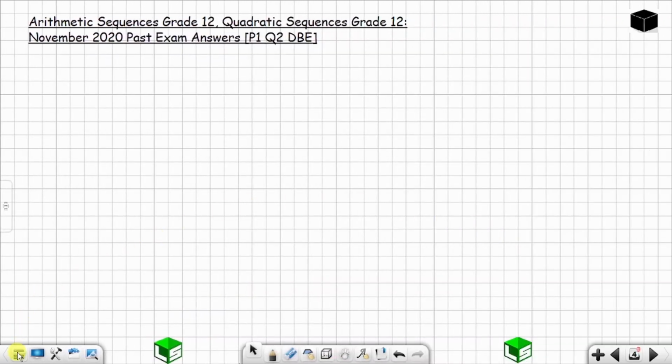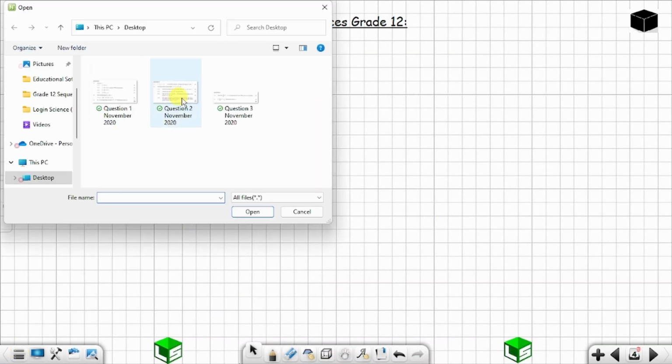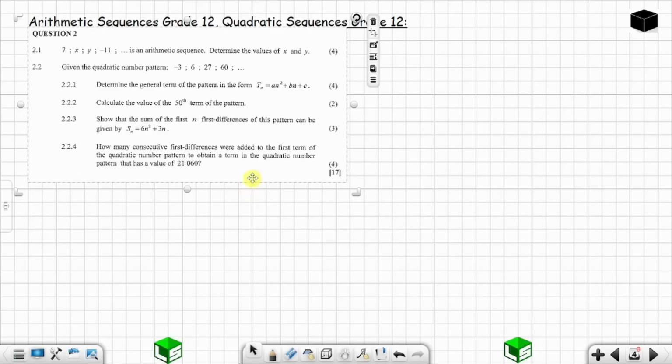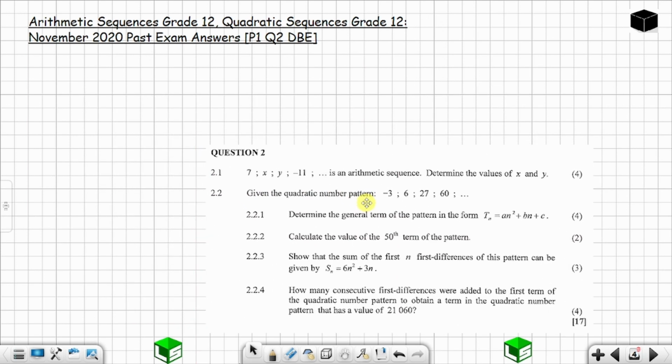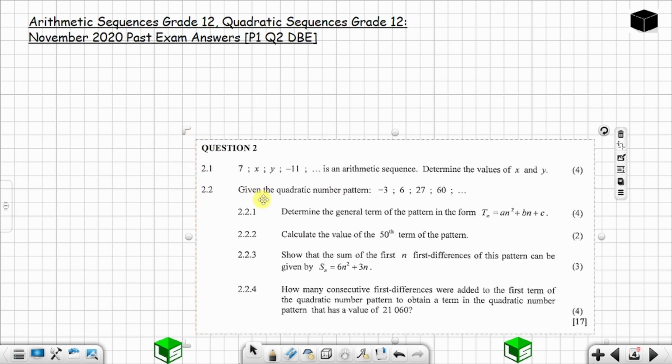Now let's do question 2.2. Let me get the question again. It's question 2 from November 2020. And now we are doing question 2.2. So 2.2, we are given a quadratic number pattern. You can see this is the quadratic number pattern or a quadratic sequence. So you have 2.2.1, determine the general term of the pattern in the form Tn is equal to an squared plus bn plus c, 4 marks. So 2.2, and we are solving 2.2.1.